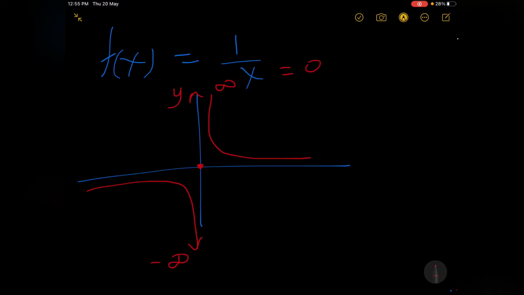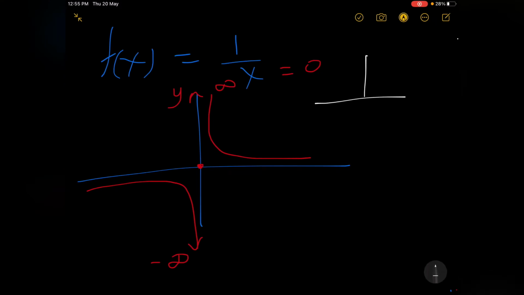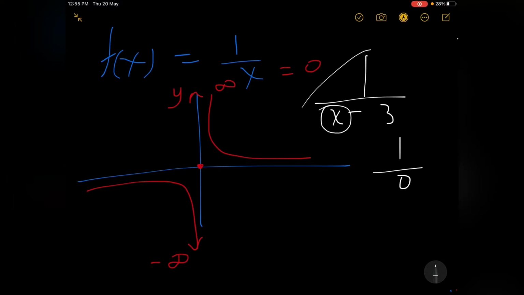And the same goes for other rational functions. So for example, 1 over x minus 3. We can never let x be 3, else we'd have 1 over 0, which would be discontinuous. It would be the point of discontinuity. So for a function like this, 3 would be the point where the function is discontinuous.